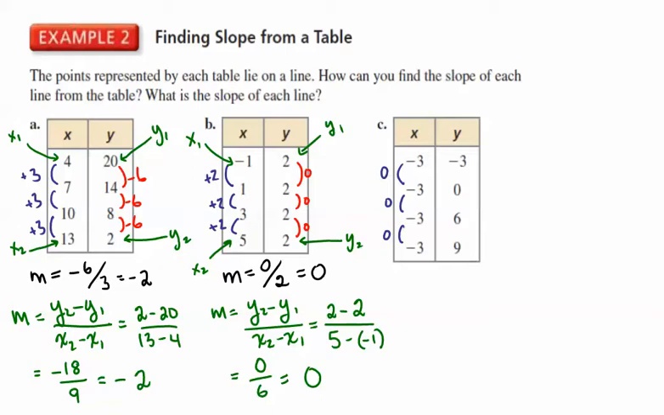And what you should see is a vertical line. In a vertical line, all points on a vertical line have the same x coordinate. And let's talk about the y's. The y's go up 3. In this case, then they go up 6. And in this case, up 3.